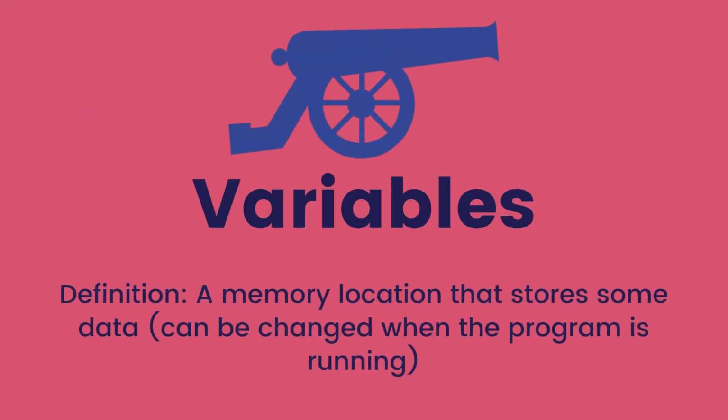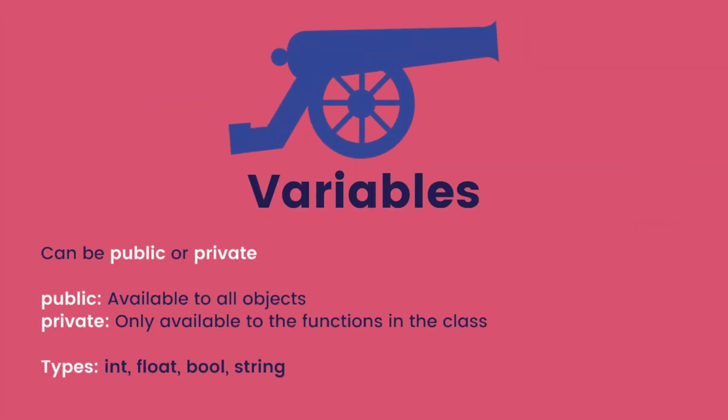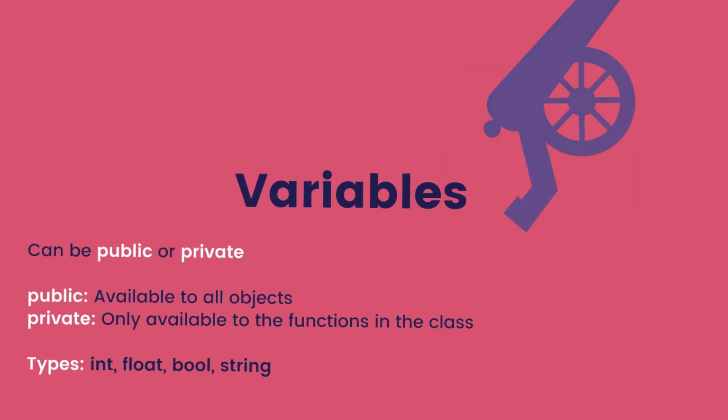Then we have variables. Variables are a memory location that stores some data, and this data can be changed when the program is running. Variables can be either public or private. A public variable is available to all objects in the program. A private variable is only available to the functions in the class. There are different types allowed in C# for our variables. We can have integers, floats, booleans, strings, and a few more. We will learn more about all of these throughout this series.